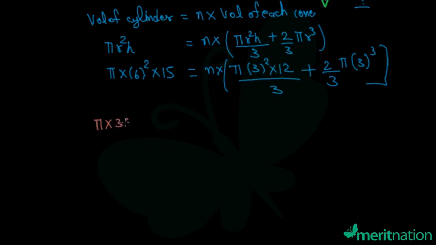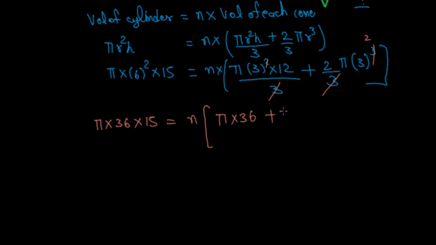Pi into 6 square, 36, into 15 is equal to n times 3 square by 3, so let's cancel this out. Pi into 12 into 3 would be 36, plus one of the 3 would be cancelled out over here as well. It would be square only. So pi into 3 square into 2, that's equal to 18. So from this you will get pi into 36 into 15, that would be equal to 540. That's equal to n into 36 pi plus 18 pi, so it's equal to 54 pi.